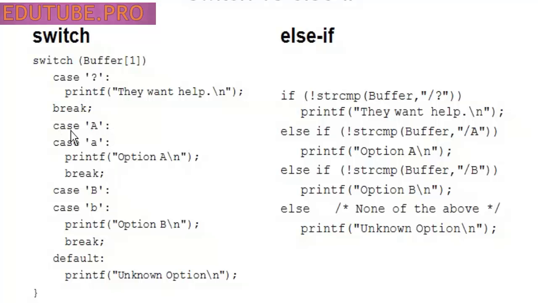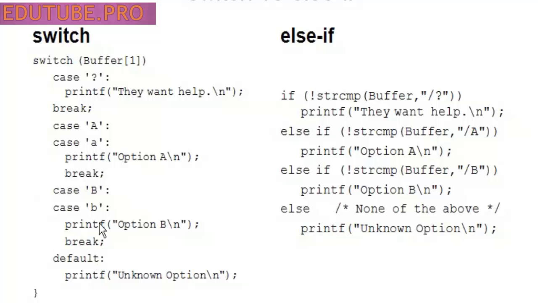So here we have a case uppercase A or case lowercase a. If that one hits, it'll fall through that one. And if that one doesn't hit, it'll catch this one and we'll print option A. And then we break. Same thing down here. Case uppercase B or lower b, we'll print option B, and then we'll break. Remember, you got to have the break so that you can get out of here and not fall through.